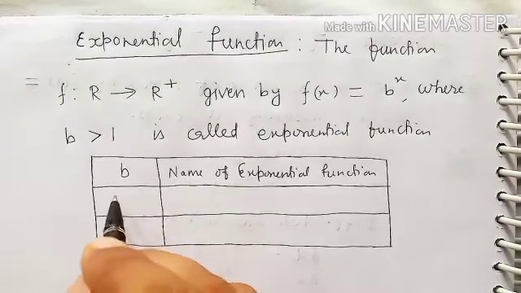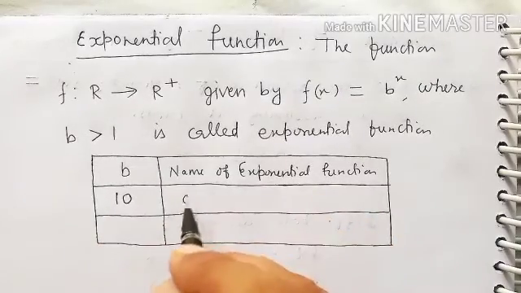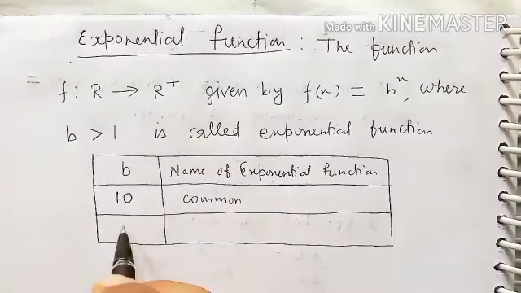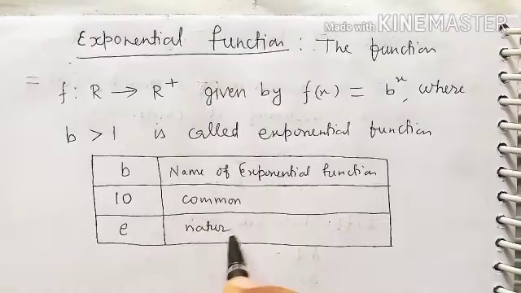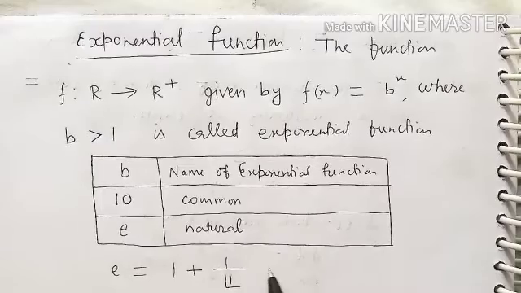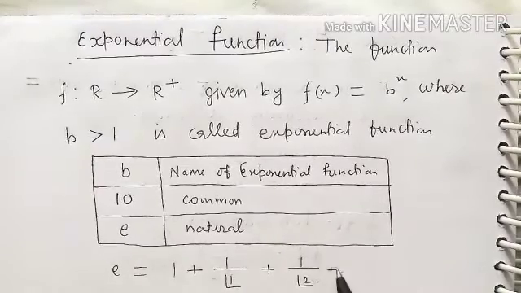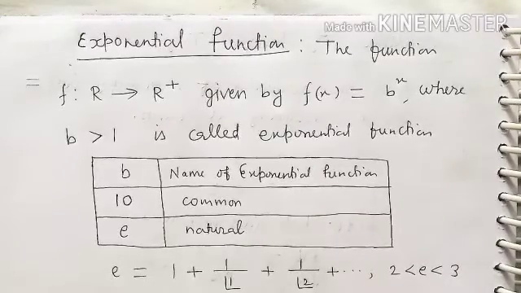If base is 10, then the name of exponential function is common exponential function. If base is e, then the name of exponential function is natural exponential function. e is an irrational number whose value lies between 2 and 3, which is given by this expression, and which has been discussed in the appendix of class 11.